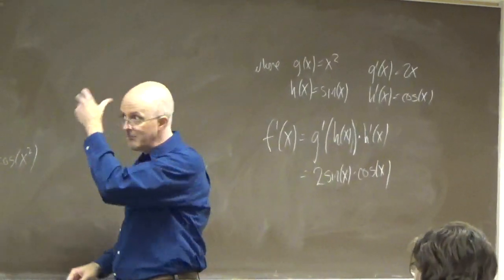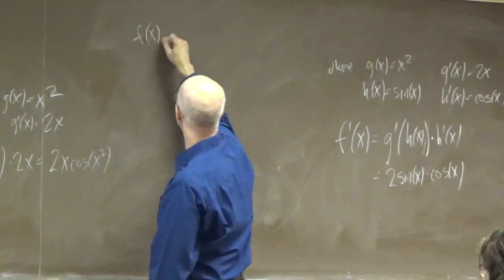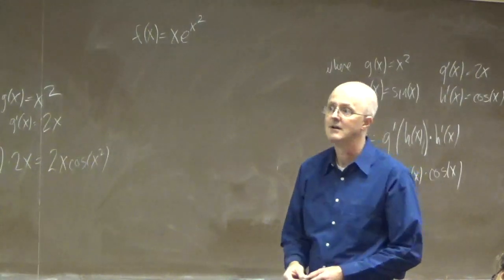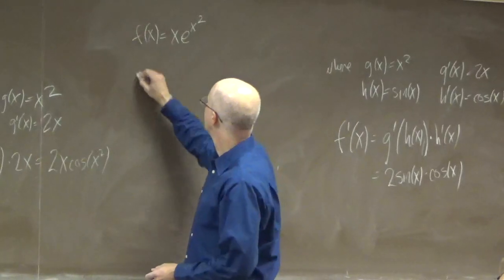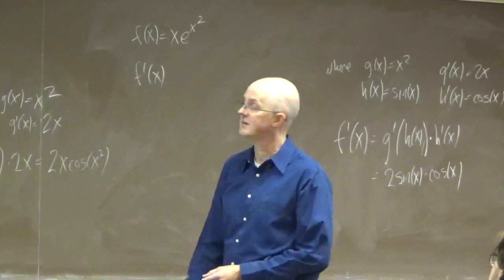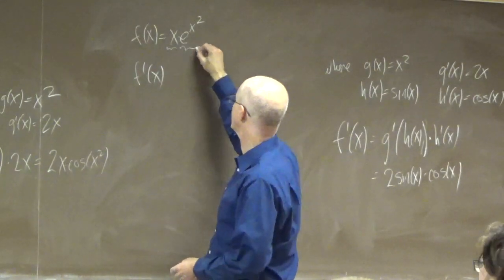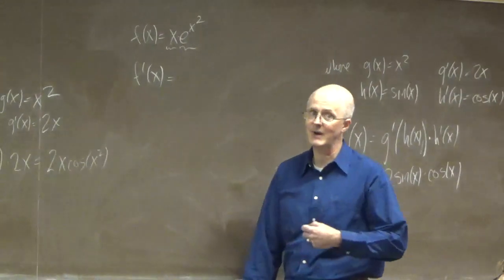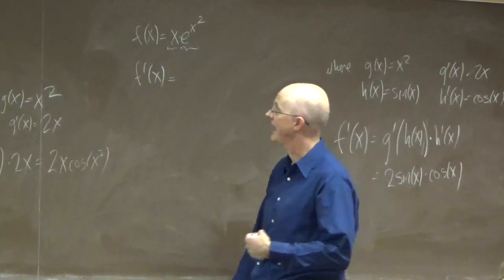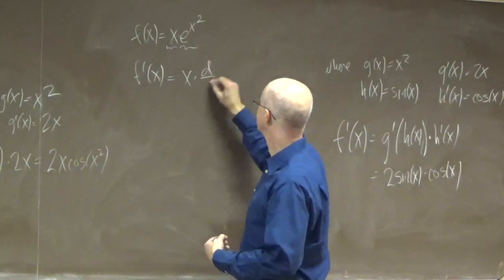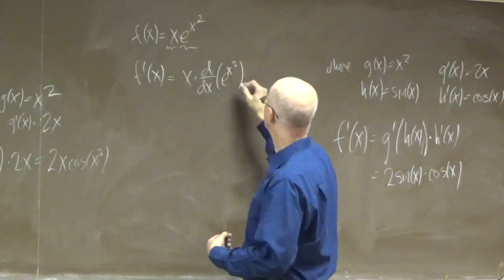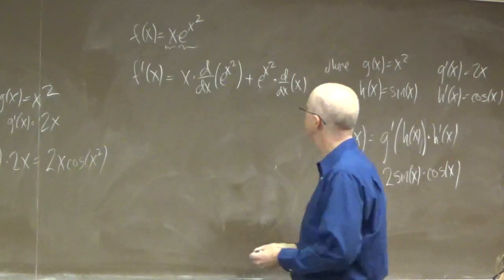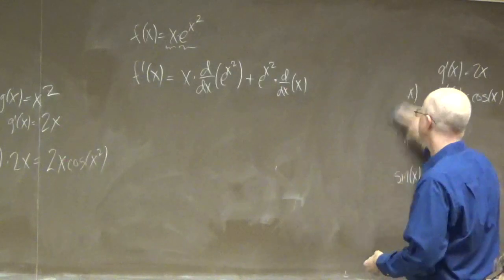Why don't we even do one where we have to combine a couple of rules? f of x equals x e to the x squared. At the most fundamental level, this is the product of two functions. A first function, a left function and a right function. Product rule says left d right plus right d left. If this is new to you, you're going to want to write that out.